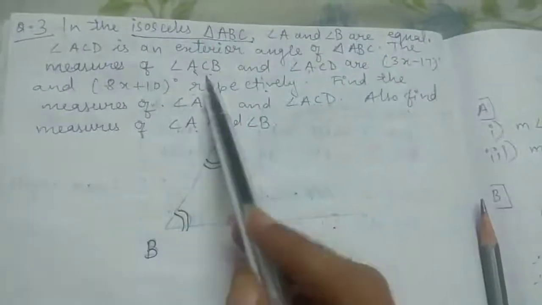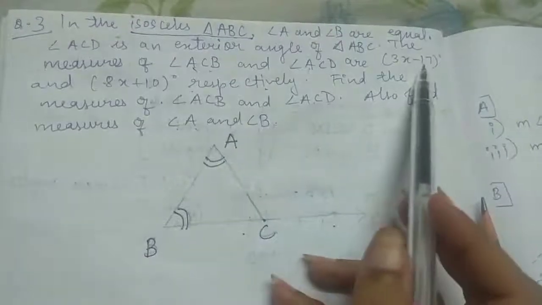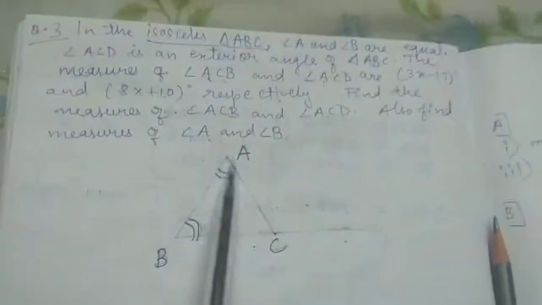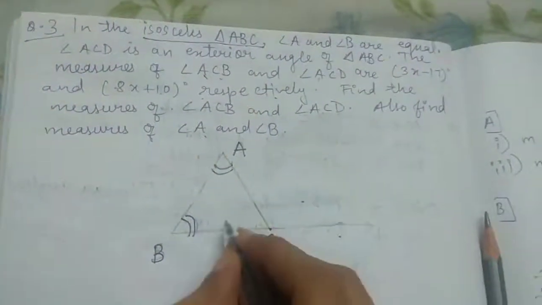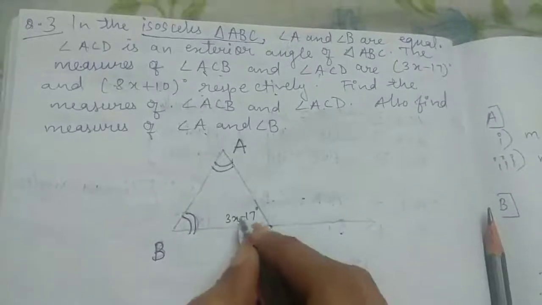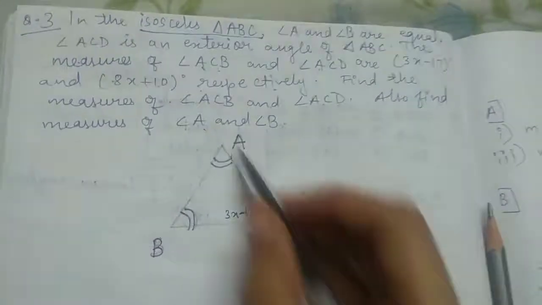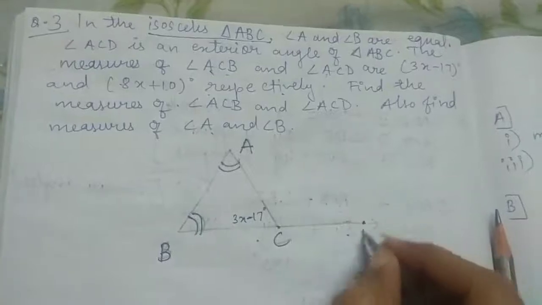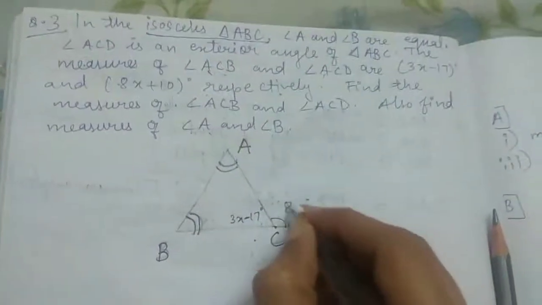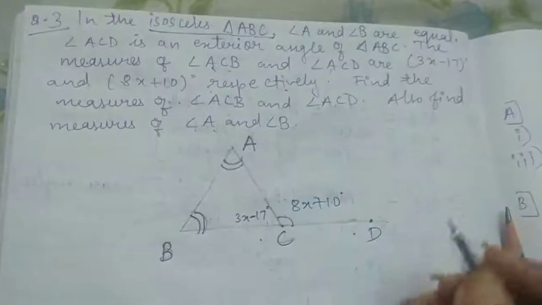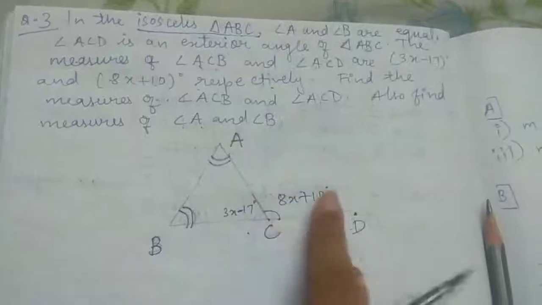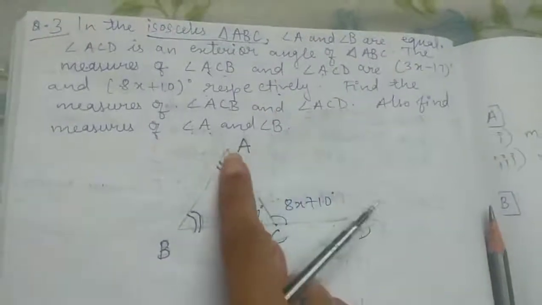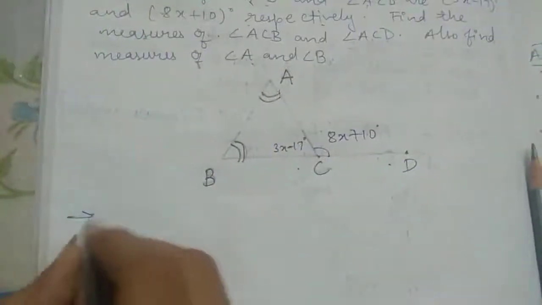Now the measures of angle ACB and ACD are given. ACB, the interior angle, is 3x minus 17. And ACD, the exterior angle, is 8x plus 10. Find ACB and ACD, means these two angles we have to find. Also find A and B. Okay, let's start. First we have to start with the given.